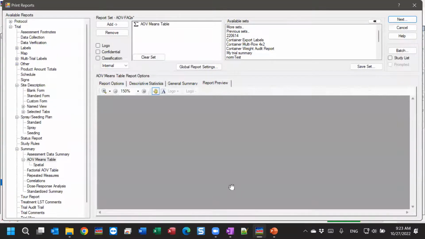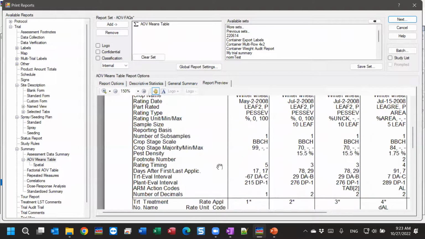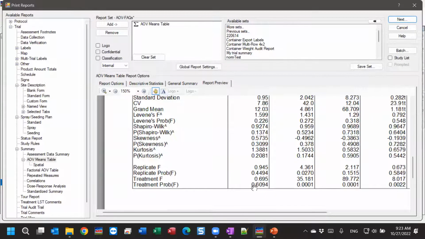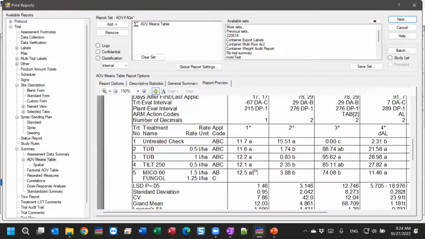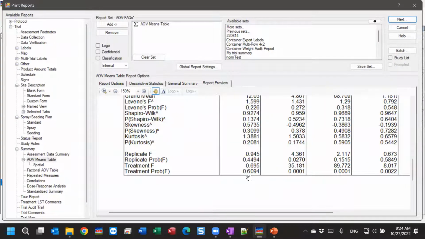If we look at that report again, what matters more initially would be this treatment probability of F. If that's not significant, and in this case it's a 0.6, so not anywhere close to significant, then we see no purpose in running a mean comparison test at all. Therefore, even though we had our dashes or our A's up here, there was no mean comparison test run at all. We are just going to show there's no significance. Why look any closer when the ANOVA is telling us there isn't any?